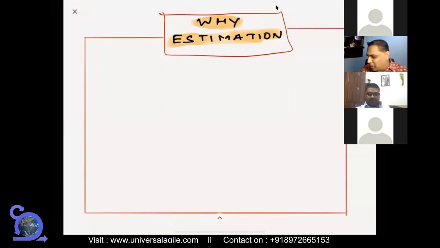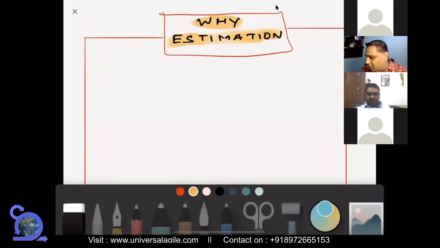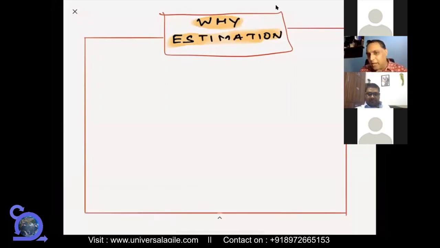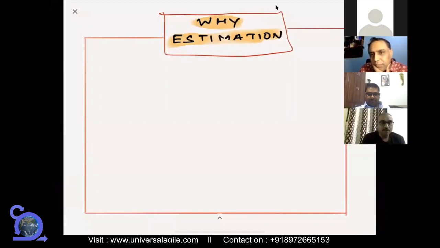So my question is, why do we do estimation? Why we do estimation? Anybody? So that we can plan what we wanted to accomplish. Yeah, so that we can plan what we thought we want to accomplish. But when we say plan, what are the factors of those plans? When you give a plan, what are the key factors of that plan?